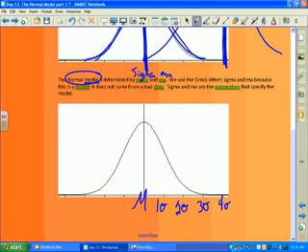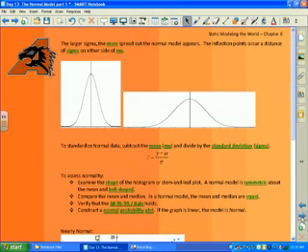What would be over here on the left-hand side? Negative 1 sigma, negative 2 sigma, negative 3 sigma. So label your normal model. Okay, good. Next page.